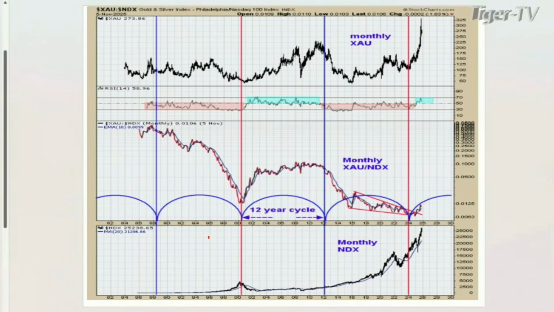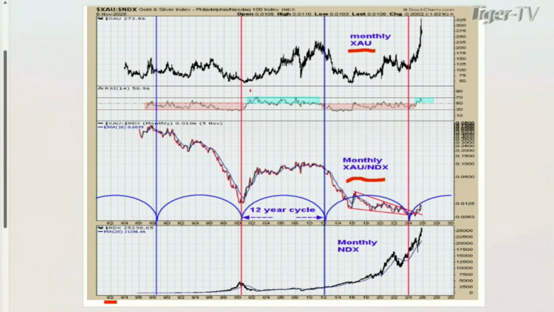I want to look at the real big picture of what's going on, and I did a lot of different XAU and NDX charts. I had some other short-term indicators, but the farthest I could go back was, I think, 1982. So it goes back as far as I could. The top window is the monthly XAU. The middle window is the XAU to NDX, in other words, NASDAQ. This is a monthly chart, and it appears to have a 12-year cycle. So I put an RSI with it.